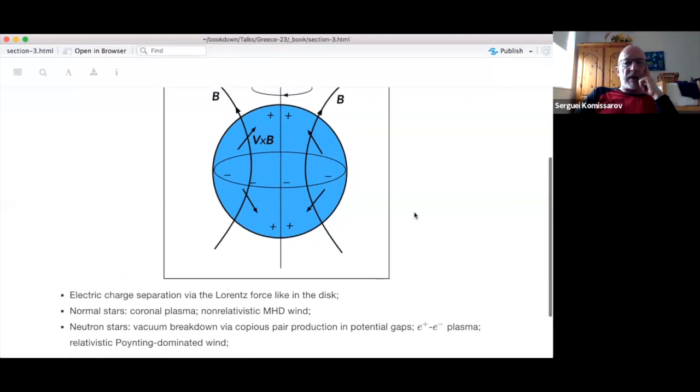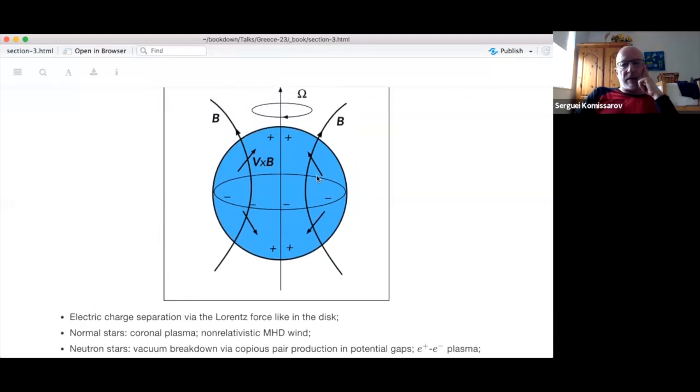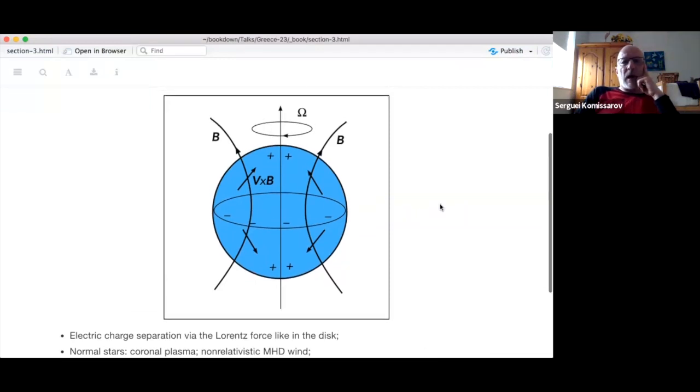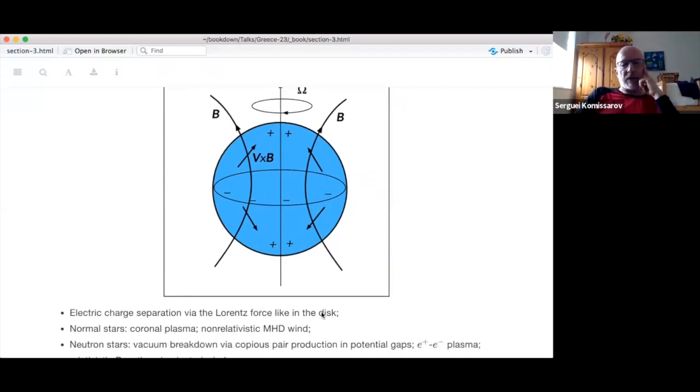Okay, if you have a different kind of rotating conductor, let's say a star or a ball, right? And we still have this magnetic field threading this conductor. Then everything proceeds more or less in the same fashion. We still have this Lorentz force, which is the electromotive force of the system. It creates the charge separation, potential difference, and so on.